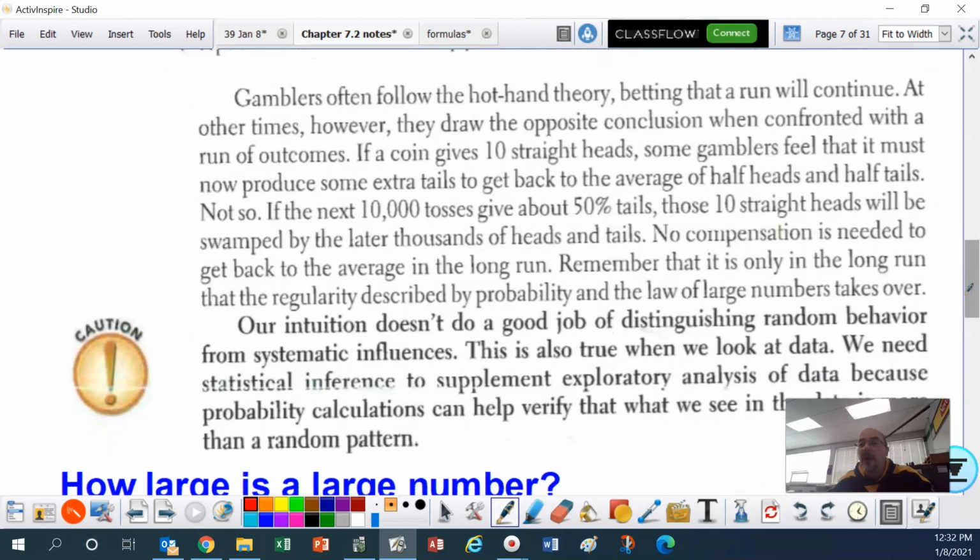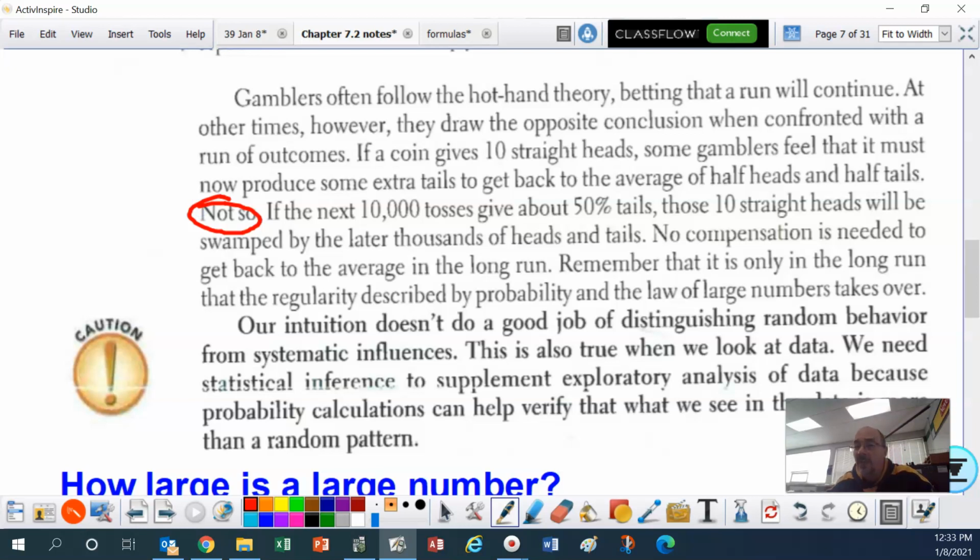Gamblers often follow the hot hand theory, betting that a run will continue. At other times, however, they draw the opposite conclusion when confronted with a run of outcomes. If a coin gives 10 straight heads, some gamblers feel that it must produce some extra tails to get back to the average of half heads, half tails. Not so. Okay, read that part to yourself.